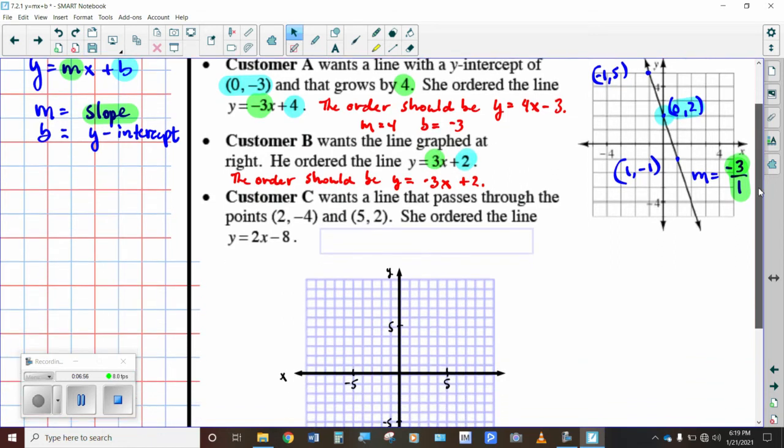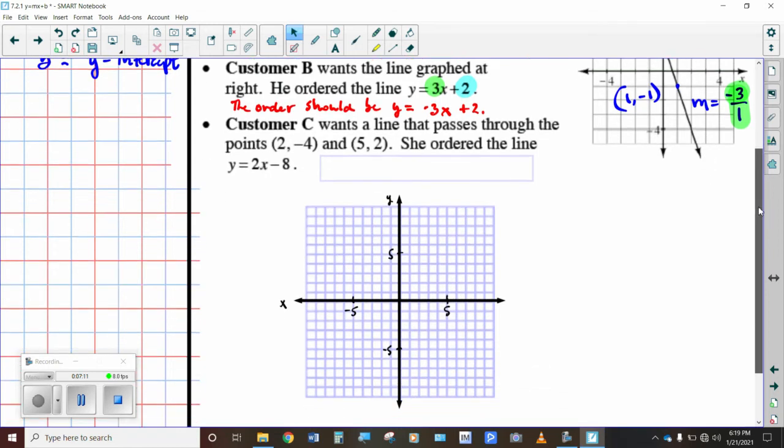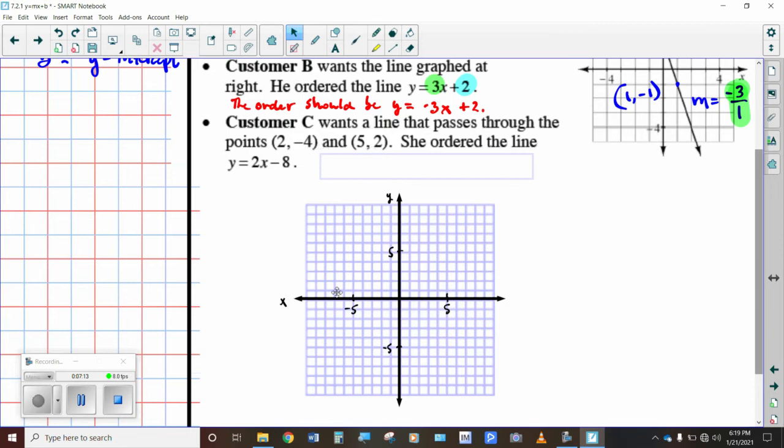Now let's look at customer C. Customer C wants a line that passes through points (2, negative 4) and (5, 2). She ordered this. Okay, so why don't you go ahead, plot these 2 points on a coordinate grid. You're going to have to take a little time with your graph paper and create a coordinate grid. Plot those points, connect those dots, and see if your graph doesn't cross over where x is equal to negative 8. I'm going to go ahead and mark this right now.